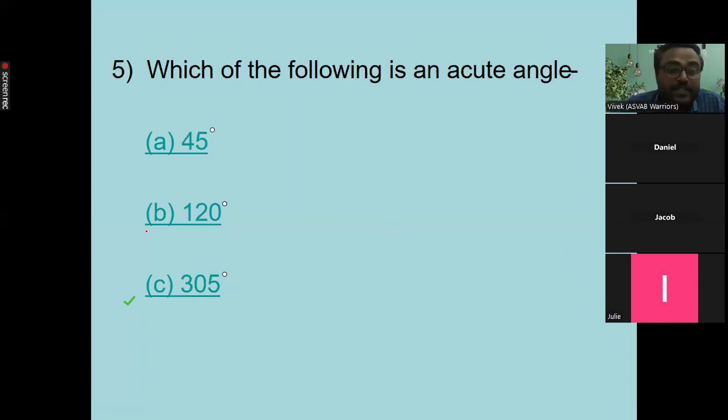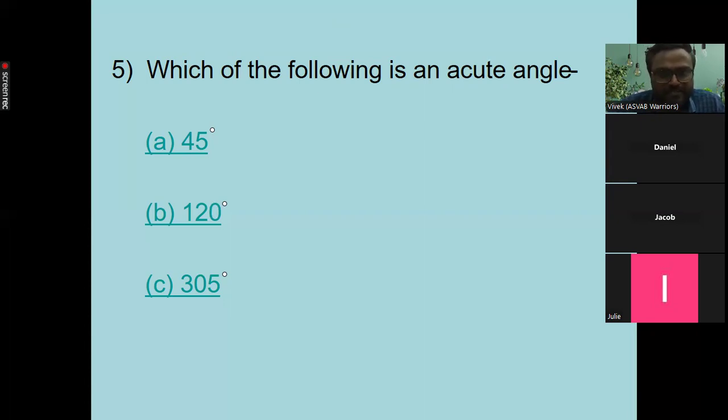Now, guys, tell me the answer to this question. Which of the following is an acute angle? 45 degrees, 120 degrees, 305 degrees. Which one of the following is an acute angle? Put the answer in the chat box. ASAP. Fast. Awesome. Jacob has answered. Daniel has answered. The answer is A. 45 degrees is nothing but an acute angle.